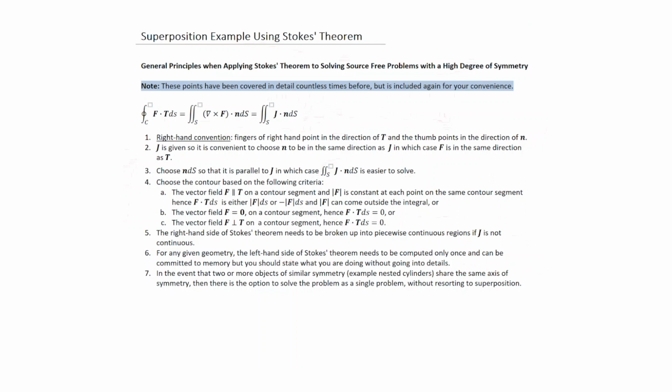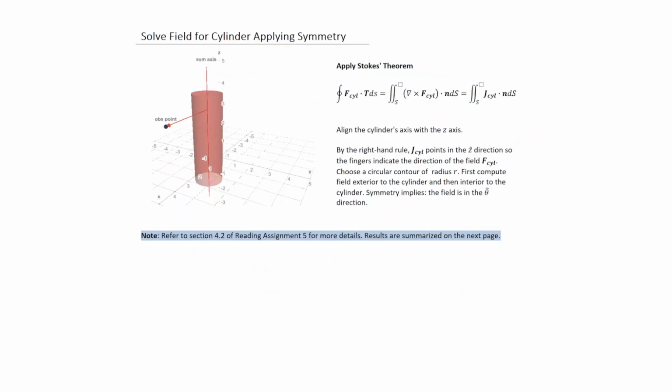In the event that two or more objects of similar geometry, for example nested cylinders, share the same axis of symmetry, there is the option to solve the problem as a single problem without resorting to superposition. You're probably just going through extra work using superposition in this particular case. You could just solve the problem as a whole.